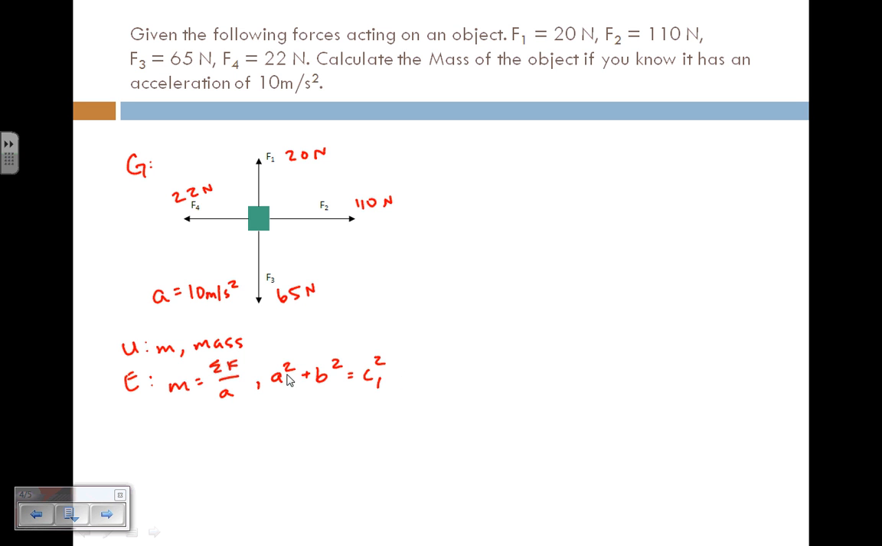We also know that to get the A and the B for the Pythagorean theorem, we actually have to get the sum of forces on the x and the sum of forces on the y. So we'll have to actually use those equations. In this case, the sum of all forces in the x is going to be equal to F2 plus a negative F4. The sum of all forces in the y over here is going to be the F1 force plus a negative F3 force.